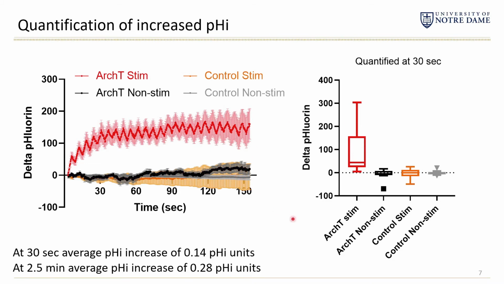We quantified this, and at 30 seconds, they are experiencing an increase in intracellular pH of around 0.14 pH units. And at the end of the experiment, at 2.5 minutes, they're experiencing an increase in pHi of around 0.28 pH units. This is consistent with pHi increases seen at the population level during normal cell migration assays. This is the first spatiotemporal tool that allows us to manipulate and investigate how pHi is driving single-cell behaviors.